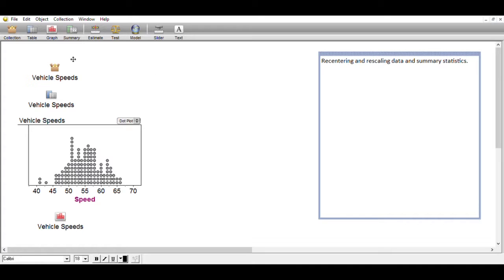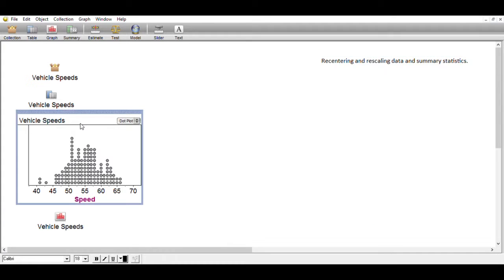So over here, I've made up some vehicle speeds and put them into a plot. These are in miles per hour on some stretch of freeway or highway. I've collected some amount of data points. It looks like the slowest vehicle was going around 41 miles per hour, and the fastest vehicle was going around 66 miles per hour.